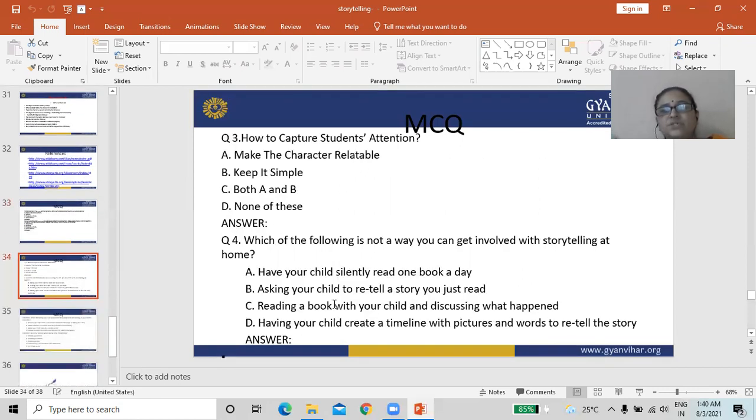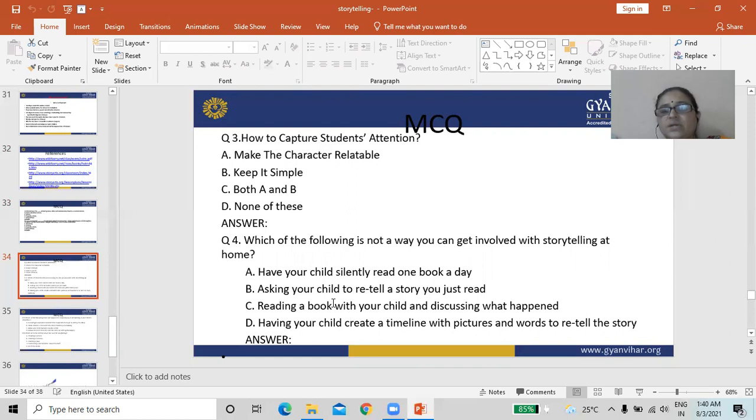How to capture student attention? Option A, make the character relatable. Option B, keep it simple. Option C, both A and B. Option D, none of these. Choose the appropriate answer. Next MCQ.